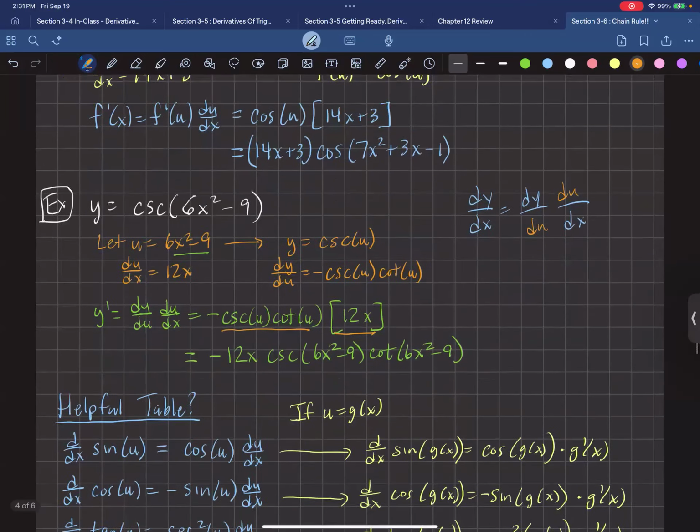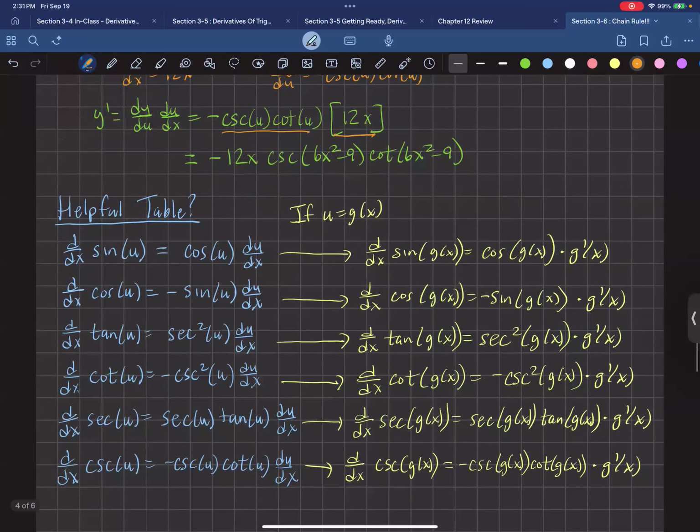So here's a helpful table with some trig functions. This is just doing all the trig functions, taking the derivative. I did it with the u first. If you like the g of x approach, I wrote that out to the right. So the derivative of sine u is cosine u du dx. The derivative of cosine u with respect to x is negative sine u du dx.